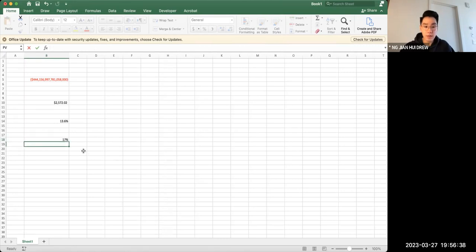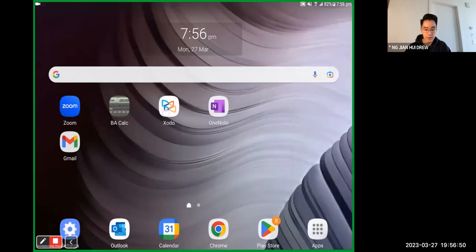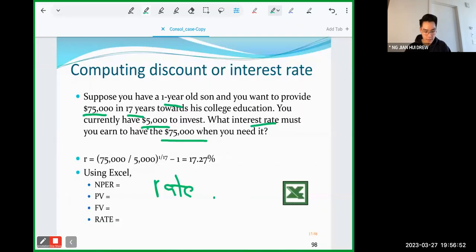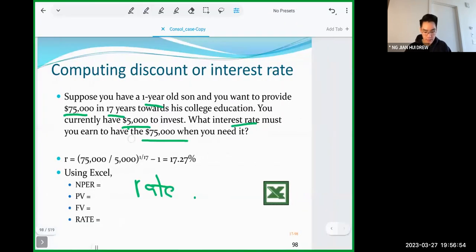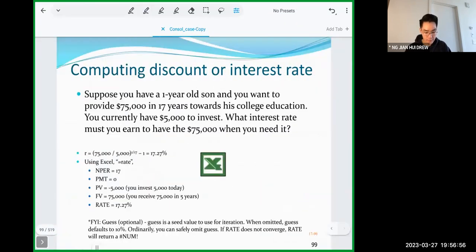Okay, good. So we should get 17%. Oh, there's actually a typo here. It's not 5 years. It's 17 years.